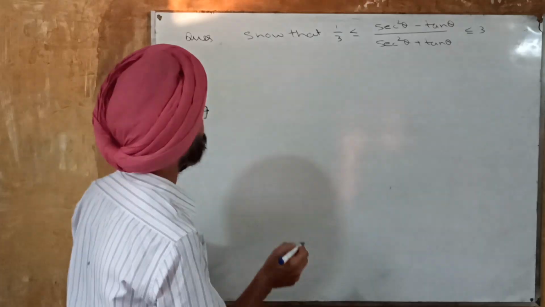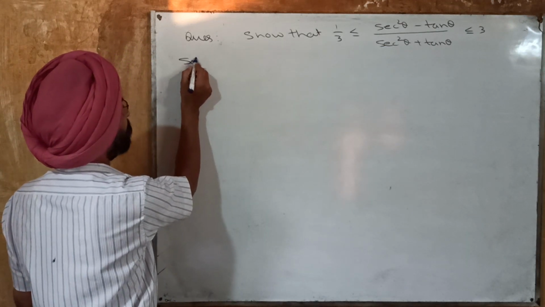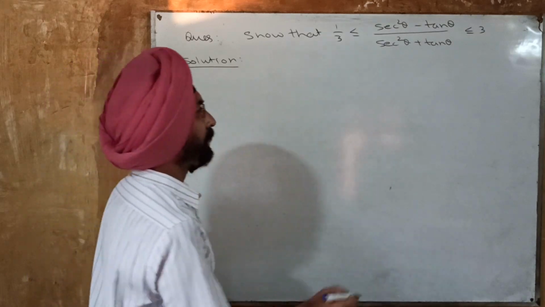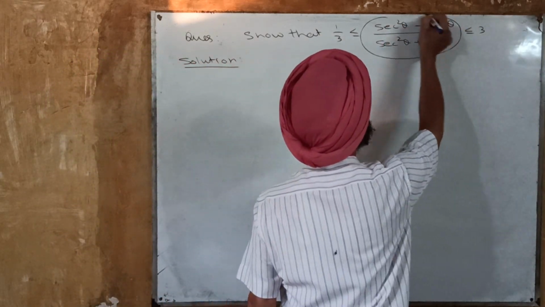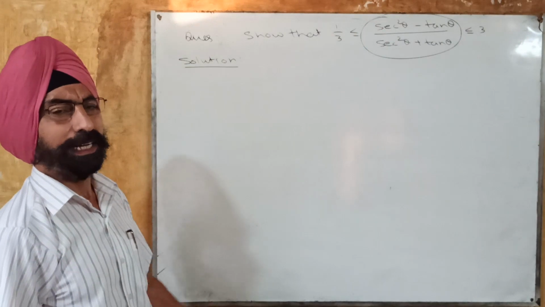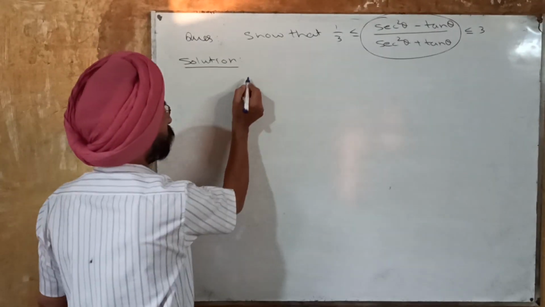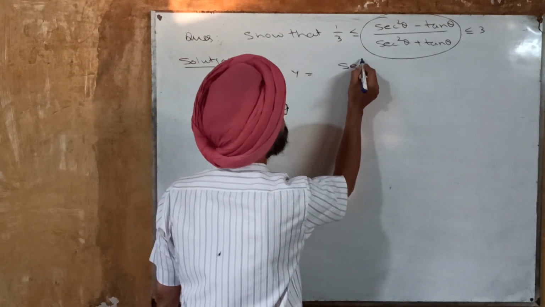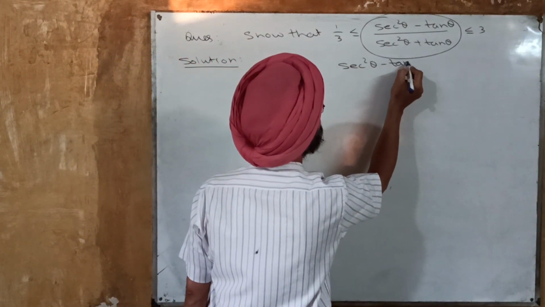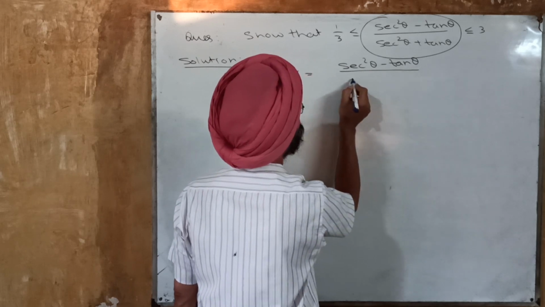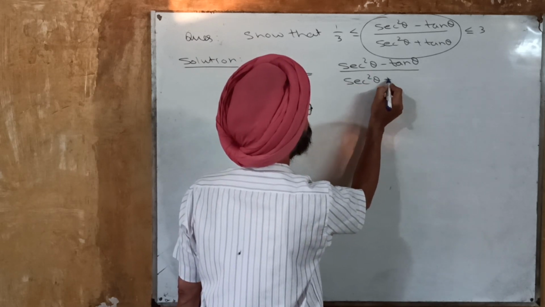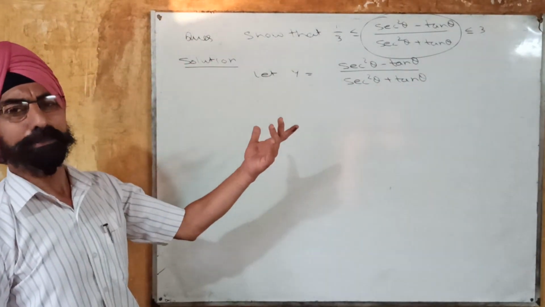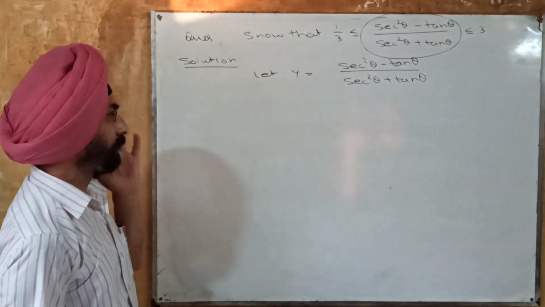So how to solve it is again some tricky solution this question is involving. This term whose maximum and minimum values we are to find, I am going to put it as y. So let y be equal to secant square theta minus tan theta over secant square theta plus tan theta. That means now we are to find the minimum and maximum values of y.